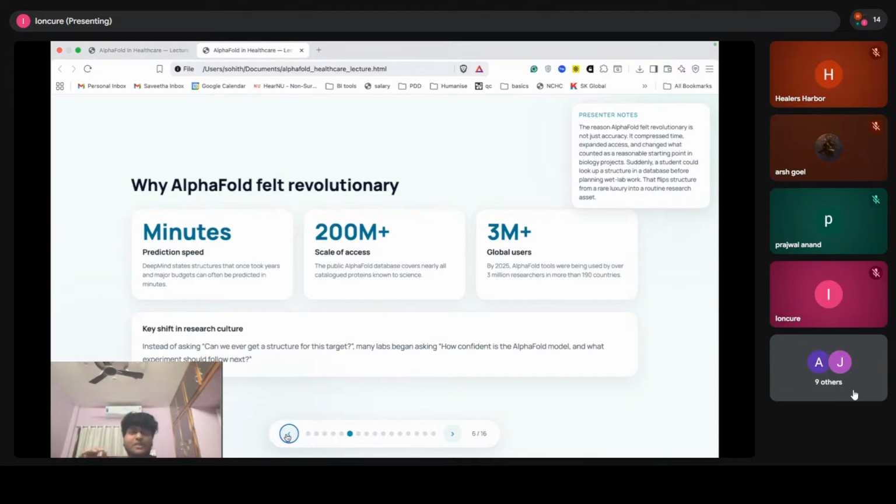So the key shift in our current research culture, as far as I can see, is that instead of asking, can we ever get a structure for this target, many labs have started asking if this particular model, whether it is AlphaFold or any other model, is confident. How confident is it, and what experiment should come next? So that is the current shift in the research culture.